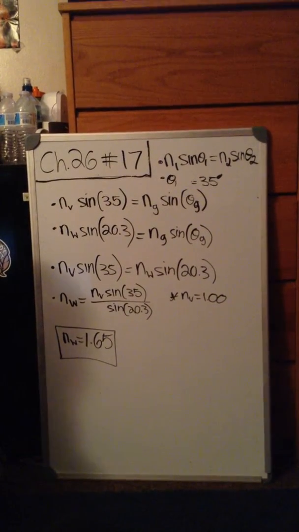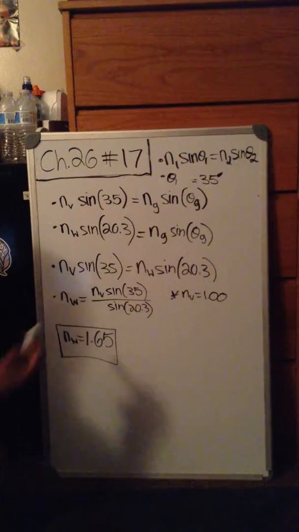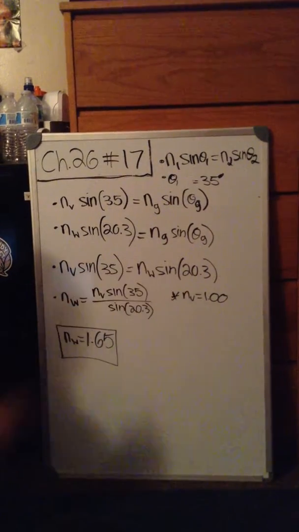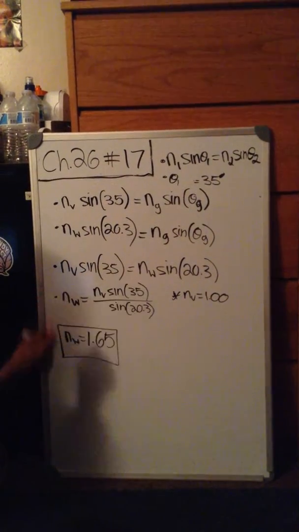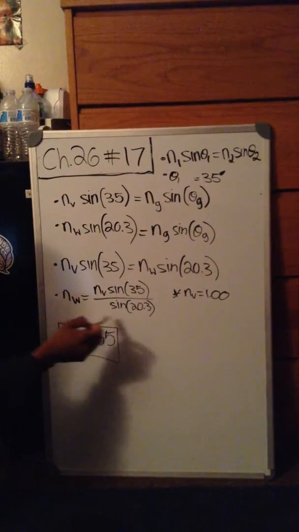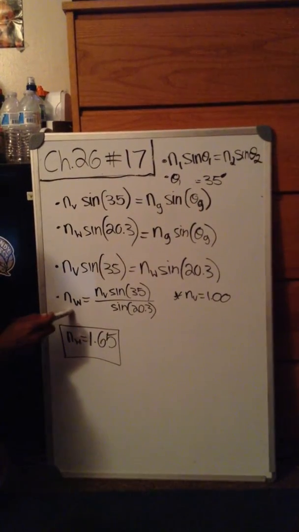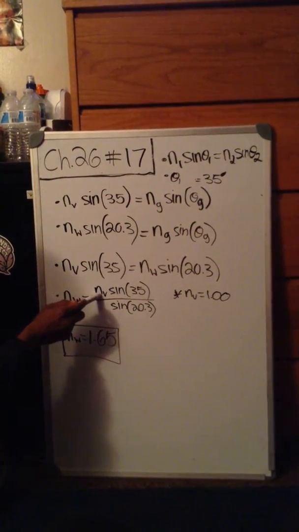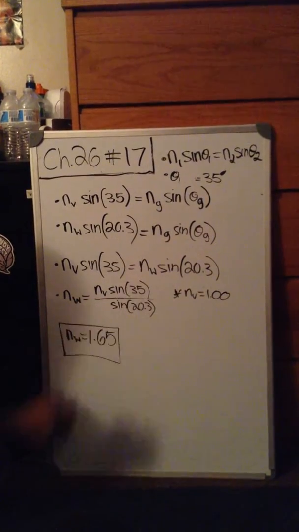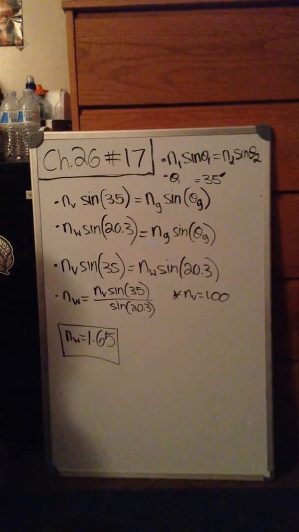So what we would ultimately do is just algebra. We divide over the sine of 20.3 from both sides. So we'll end up with this setup here, whereas the index of refraction of the water equals the index of refraction of the vacuum times the sine of 35 over the sine of 20.3 degrees.